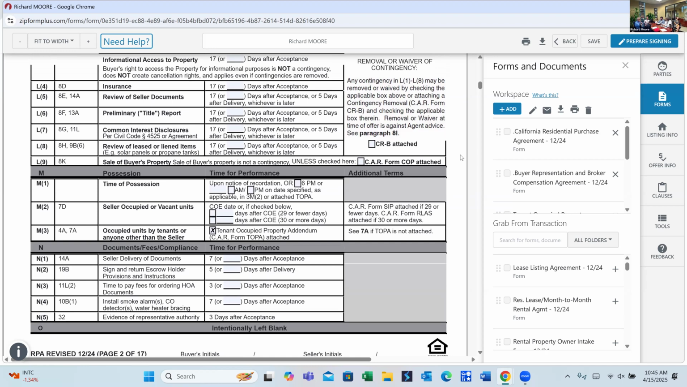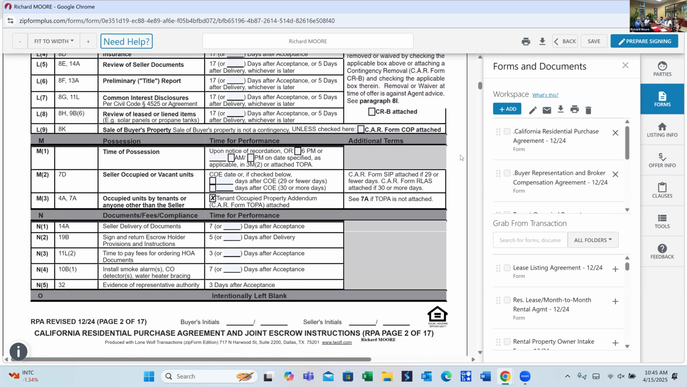And they came back to us and we said, it's disclosed in 3 areas, see ya. So unfortunately, yeah. You think it's never going to happen, but it does happen. And then L9, sale of buyer's property. If the offer is contingent upon the sale of the buyer's property, we should check that box.